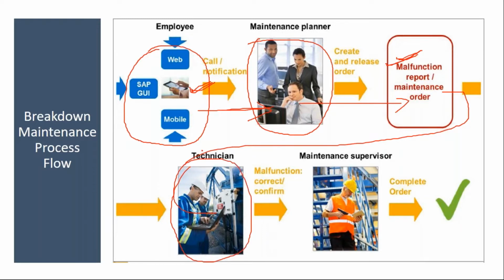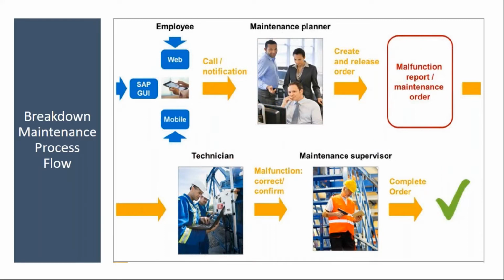Once the work order is released, the technician will do the repair activity. He will fix the problem, and he solves the problem. Once it is completed, the technician informs the maintenance supervisor. Then the maintenance supervisor will confirm the order with all the repair details, and finally the order will get closed. So this is the breakdown process. This we will see in the system, how to execute this in the system.